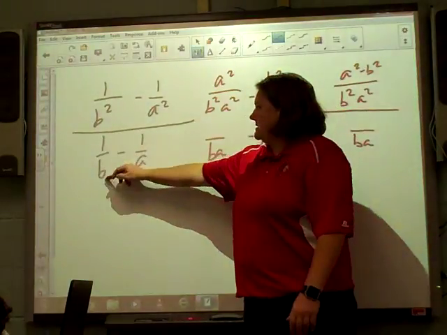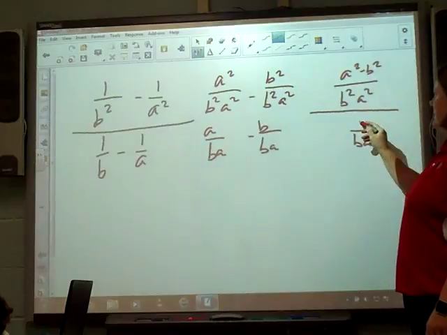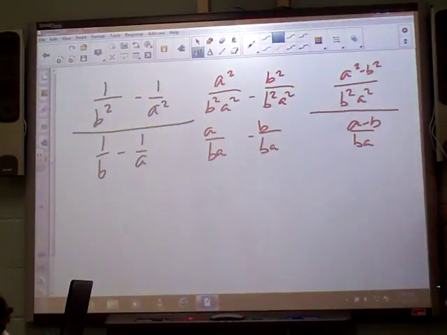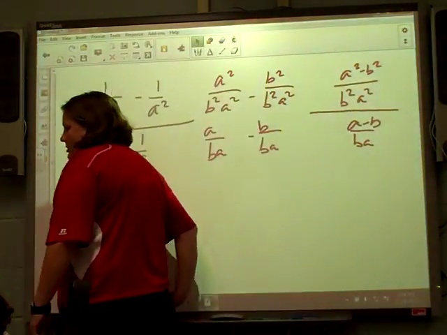This one already had a b, so multiply it by a. This one already had an a, so multiply it by b. It would be a minus b. Now it's ready to multiply by the reciprocal. Go, if you weren't already past me.